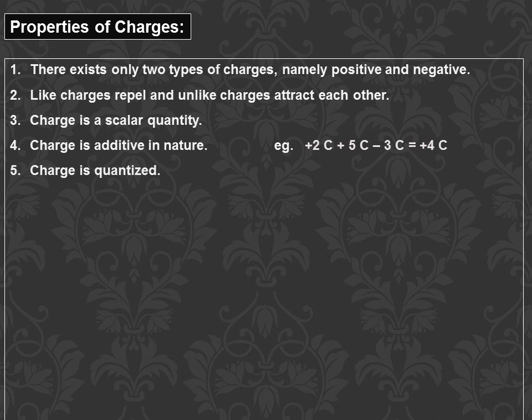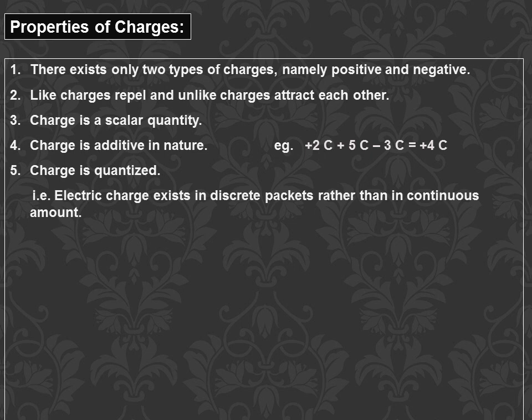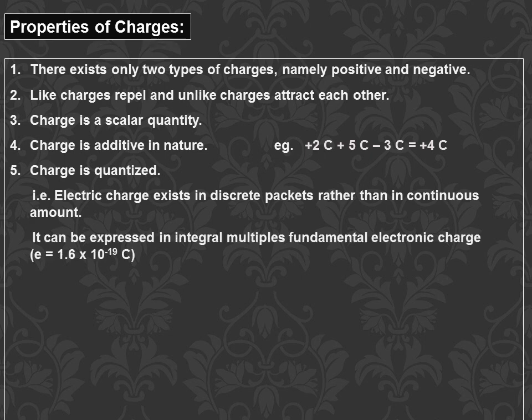Charge is quantized. You have to understand the meaning of quantization. Electric charge exists in discrete packets rather than in continuous amounts. It can be expressed as an integral multiple of the fundamental electronic charge. It means Q is equal to plus or minus n e, where n is equal to 1, 2, 3, 4. It means n is a natural number.